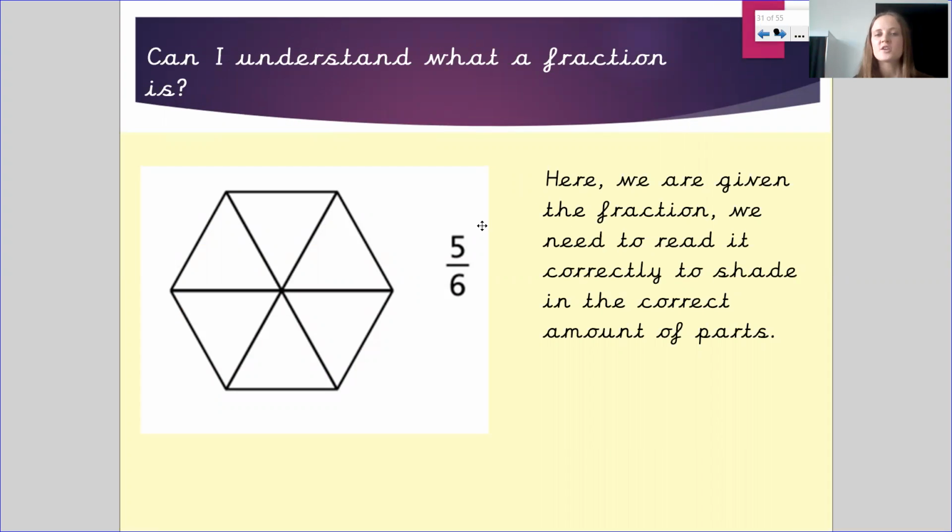Here we are given the fraction. So here is the fraction that they have given us, and you need to shade it in correctly. So I can see it says 6 pieces. Let's double check that we've got all 6. So 1, 2, 3, 4, 5, 6. And this says that 5 out of the 6 need to be shaded in. So pause the video now and give it a go, and then we'll check with your answer.